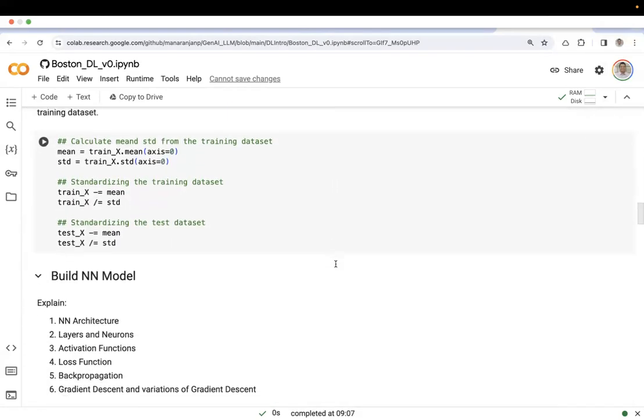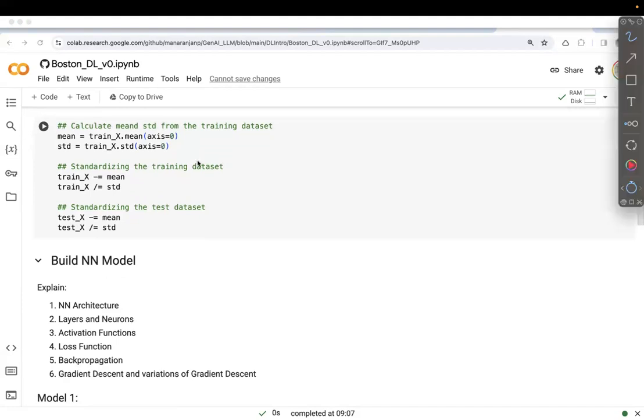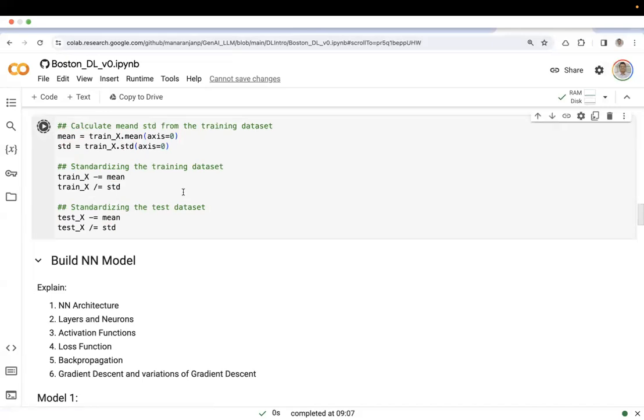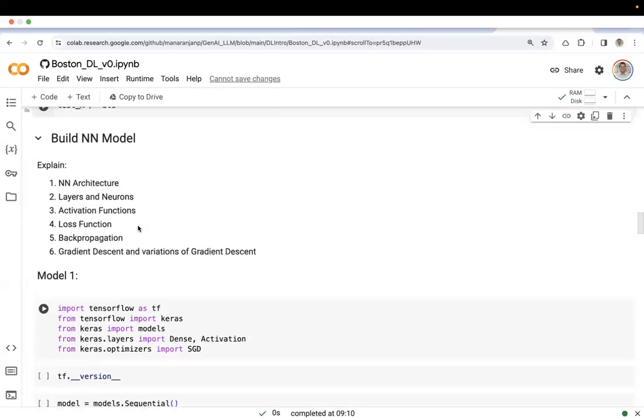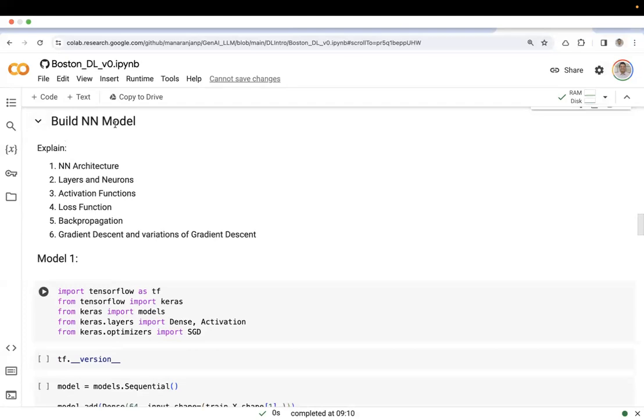In this case, of course, I'm going to use standard scaling. So I'm going to calculate the mean and the standard deviation for all the X values, subtract the mean, divide by the standard deviation, and repeat the whole process for train and test data. Okay, so this will ensure that all the data are brought into one single scale. This is a prerequisite for running your optimizers. And then build the N1 model.